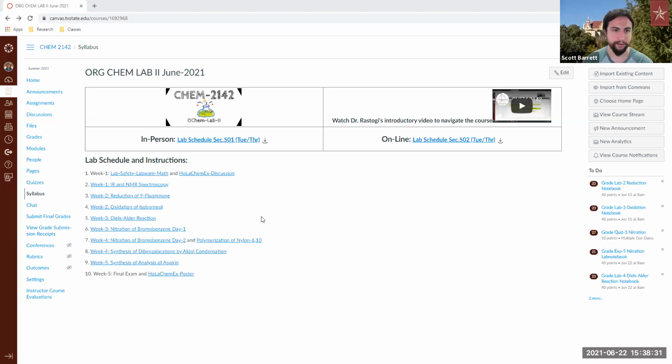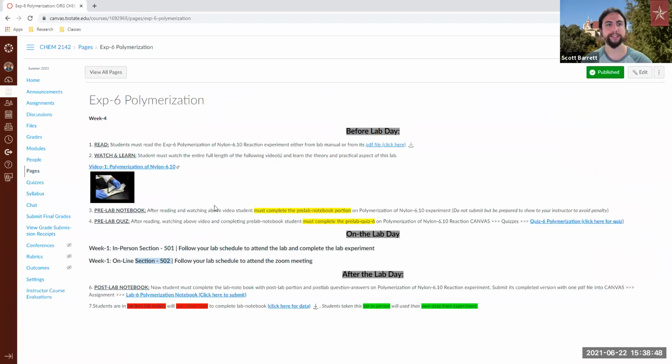All right, so for today's lab, we are going to be over here on week 4. The nitration of bromobenzene was completed last week from our visit together. And today we are going to be discussing the polymerization of nylon 610, as well as polymerization reactions in general. It's a fairly simple concept, especially going forward into your further advanced chemistry. It's going to be reviewed here on our lab notebook.